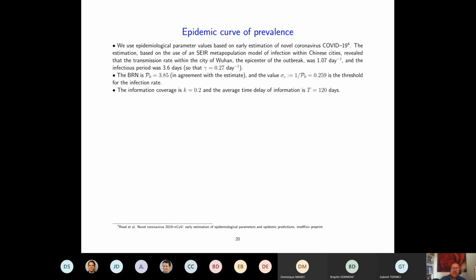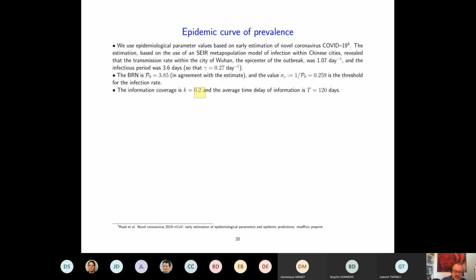Of course, if we evaluate the basic reproduction number for this system, we will get exactly the same result. And the threshold value for the reinfection in this case is 0.2. So we can consider a baseline value for the information parameters that represents a very bad information, so that we have 0.2 as the information coverage and a very large delay, up to 4 months.